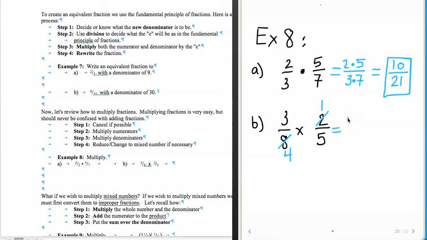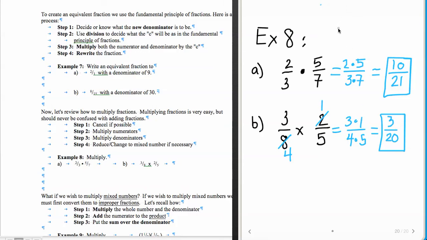The numerators multiply. 3 times 1 is equal to my numerator. And as I said before, I'm going to be very explicit and write it out this time. You don't have to write this step. 3 times 1 is equal to 3. And then the denominators, 4 times 5, gives me my new denominator, which is 20. 3 is a prime, it doesn't go into 20, and therefore I know it doesn't reduce. It is a proper fraction, so there's no changing it into a mixed number. And that's how we multiply fractions.